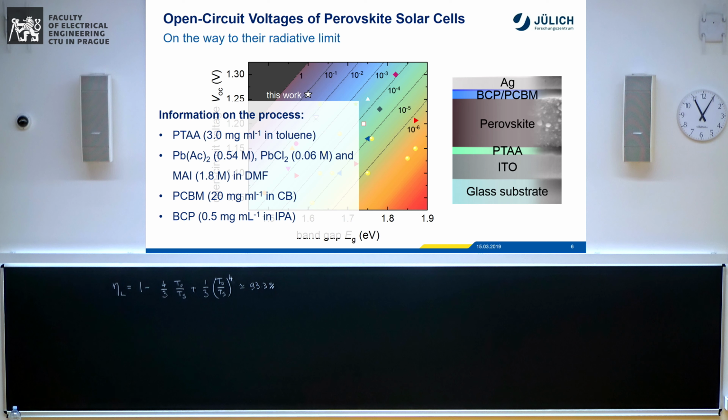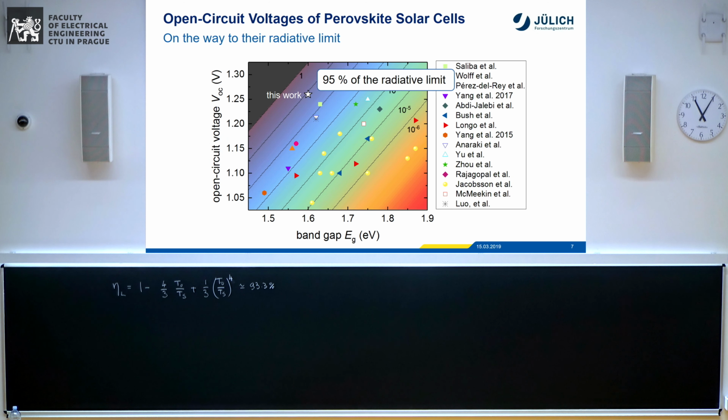I think one of the key aspects of it was that we used a precursor, lead acetate, that has been used by some groups but not many, and combined it with contact layers that have been used by some groups, but not many. I think nobody tried this combination, and this combination seems to work quite well for open circuit voltage.